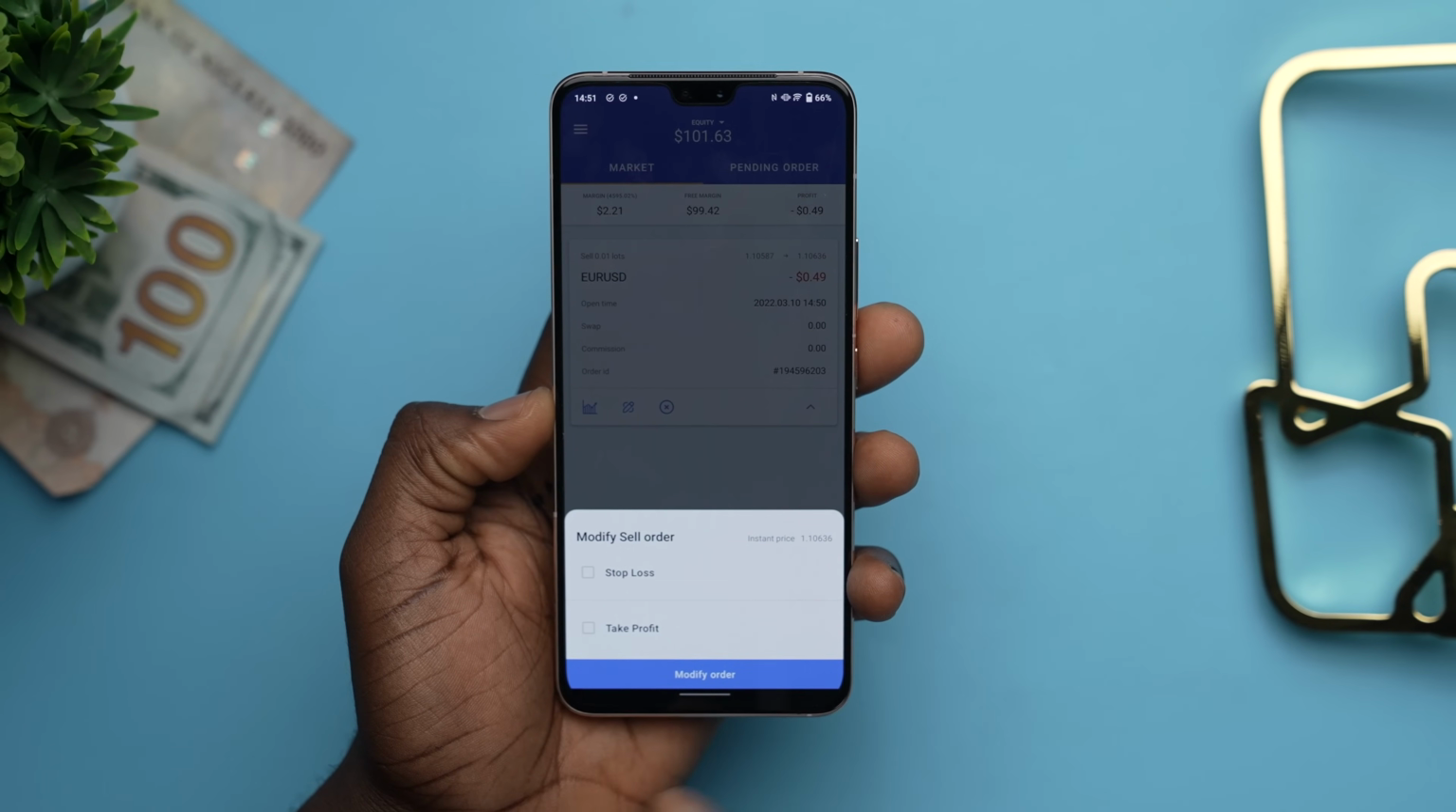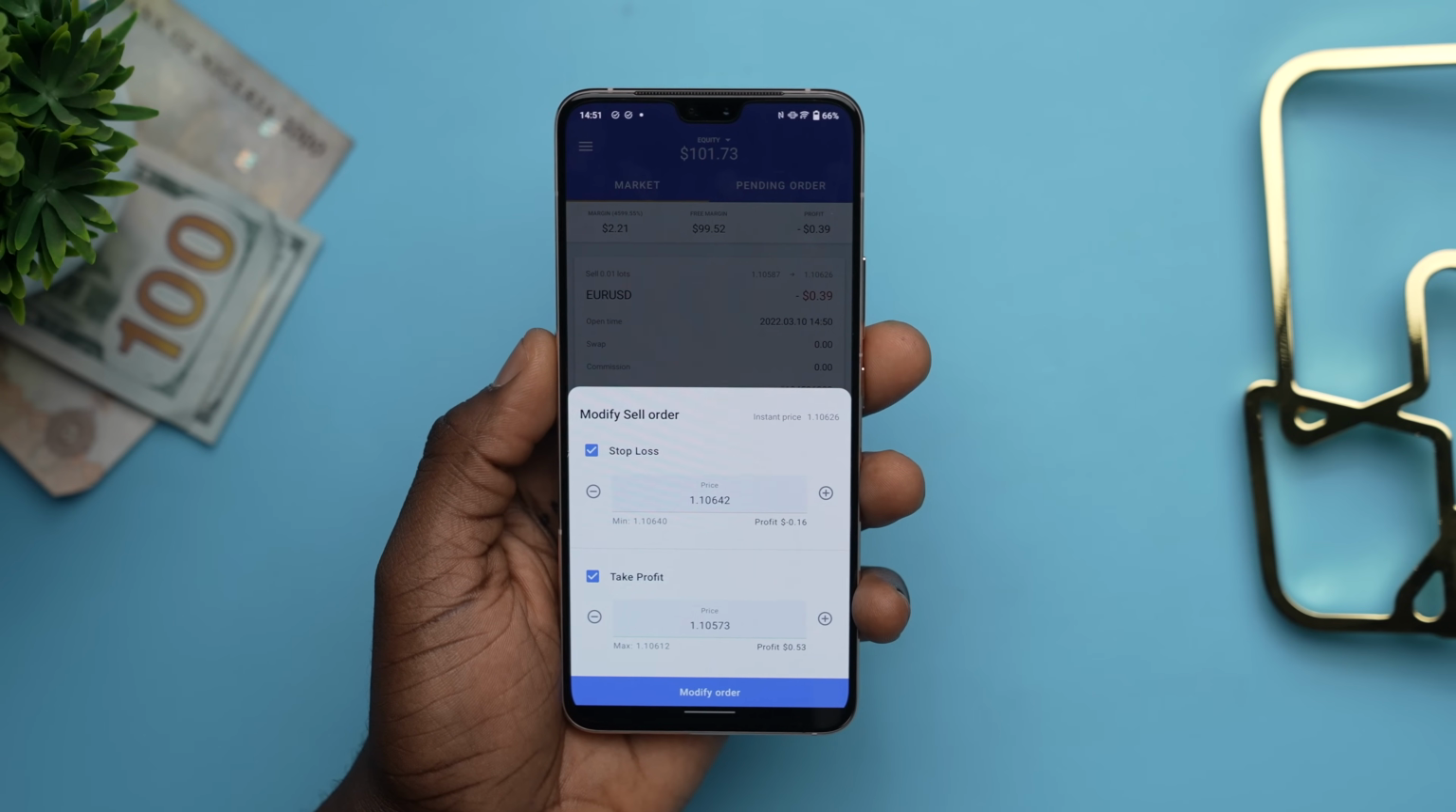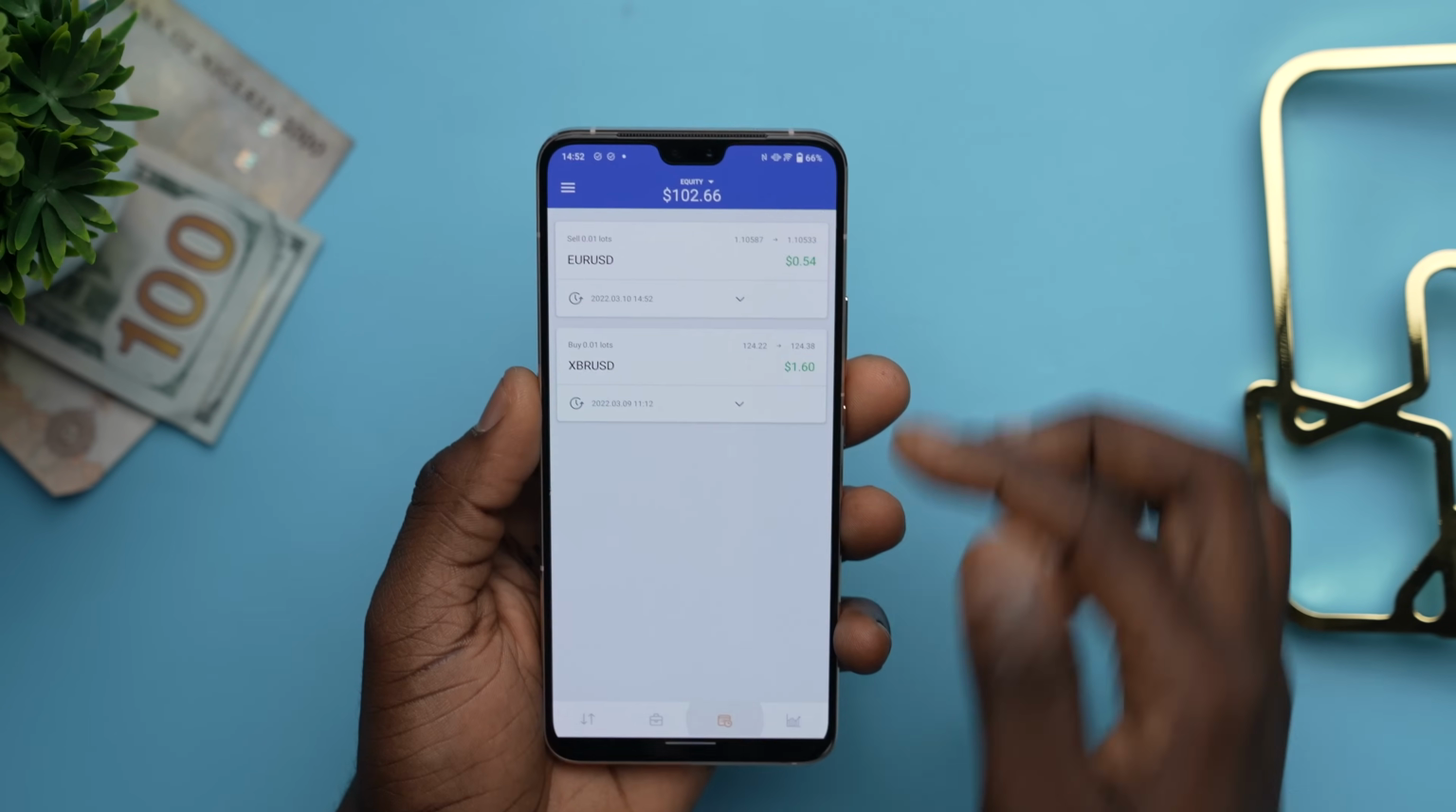OctaFX does support a stop loss and take profit margin at a wide percentage in profit difference or pip difference. All right, so I'll just close the trade now, and I made 50 cents.